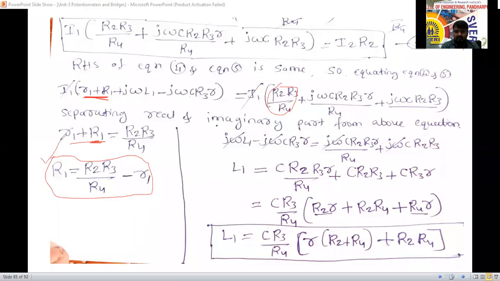Yes, sir. So this is the R1 equation. We have identified the unknown resistance here. Next, similarly, you consider the imaginary terms here now. This is the imaginary term: j omega L1 minus j omega C R3 into R equal to j omega C R2 R3 into R divided by R4 plus j omega C R2 R3. See here the j omega is there.